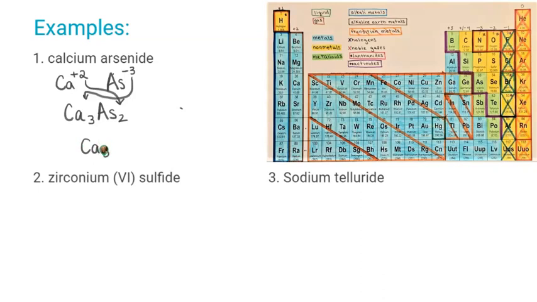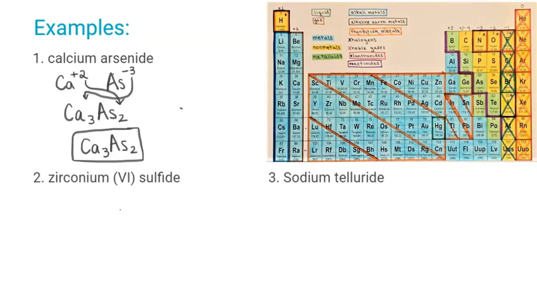Ca3 As2. Make sure when you go through practice and you take a quiz or a test, you're showing both ion symbols, you're showing your crisscross, and you're boxing in your final simplified formula. You will get points for both ion symbols and for your correct simplified final formula. So make sure you're showing each step carefully.